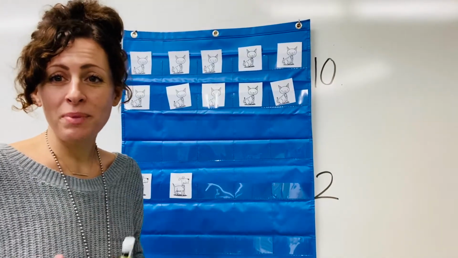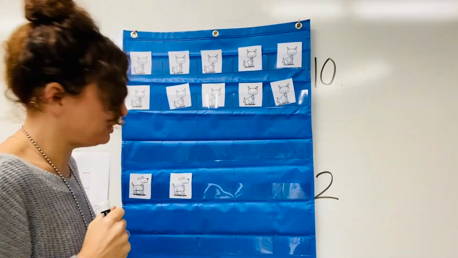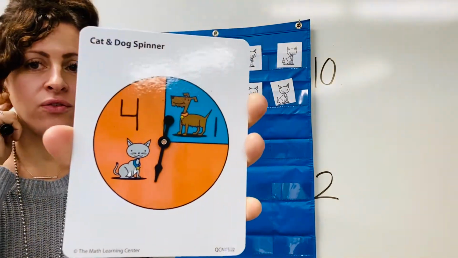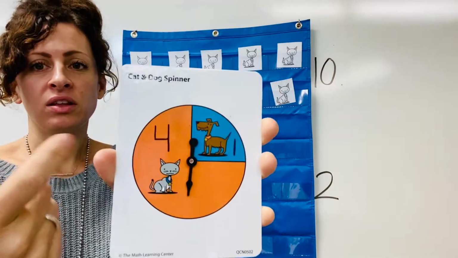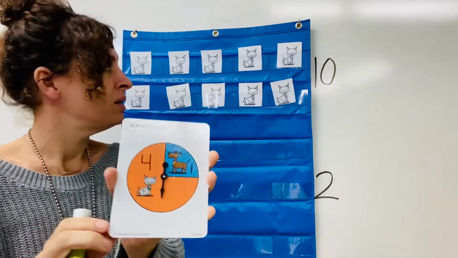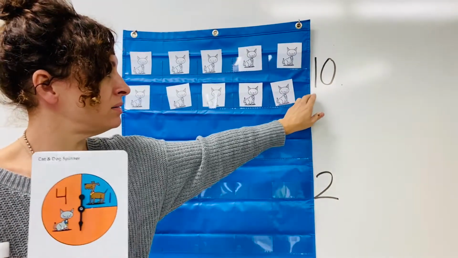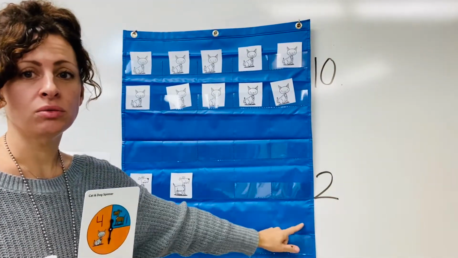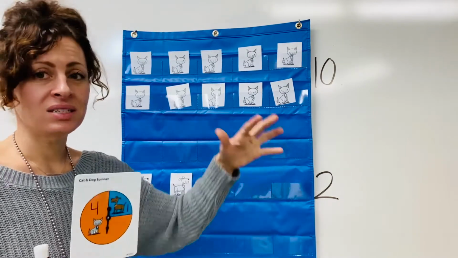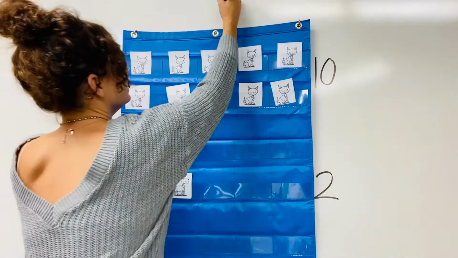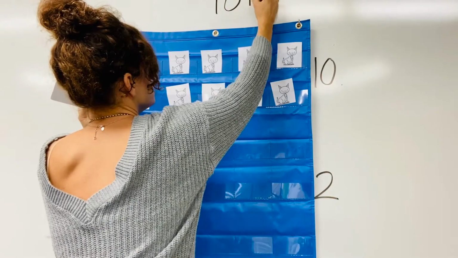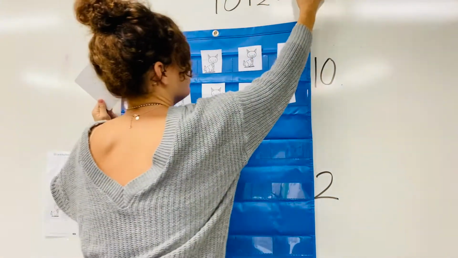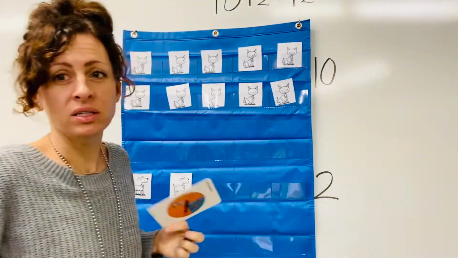Okay, the last time we met, we were spinning on a spinner, trying to catch cats and dogs. If we landed on the cat, 4 cats. If we landed on the dog, that would equal 1 dog caught. Last time we met, we caught 10 cats plus 2 dogs. And we came up with altogether 10 plus 2 equals 12. So far we have 12 altogether.